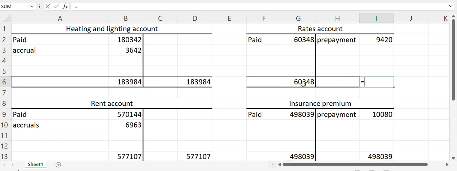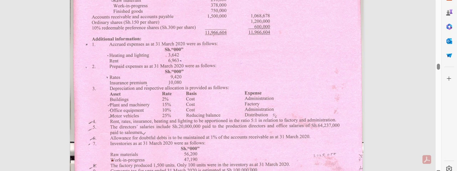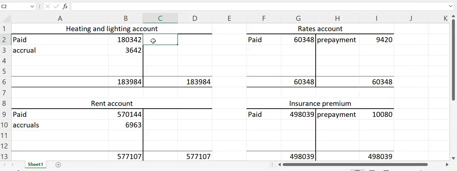So we've been told, go back to that information. We've been told in additional information number 4 that rent, rates, insurance, heating, and lighting are to be apportioned in the ratio 5:1 to factory and admin. So we come back to our account here. We are going to apportion this to factory and admin. Let me just use F and A. F for factory, A for admin. Balancing figure is going to be on this side.